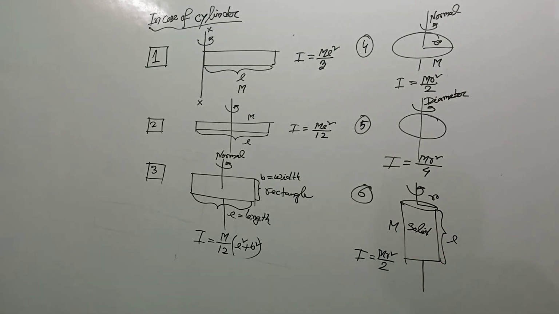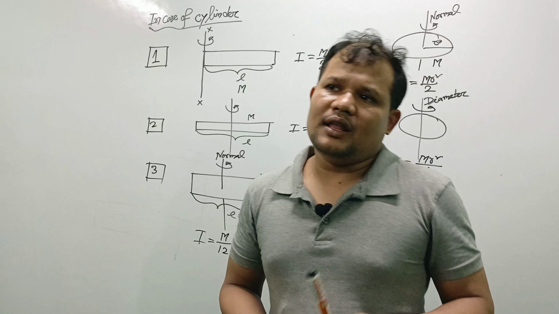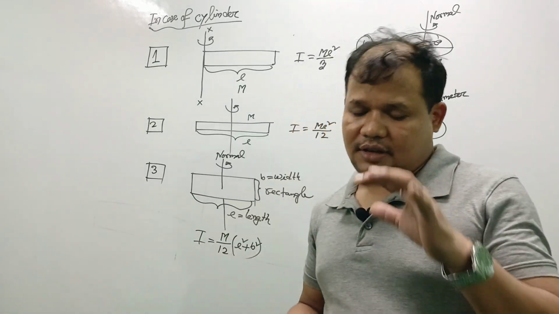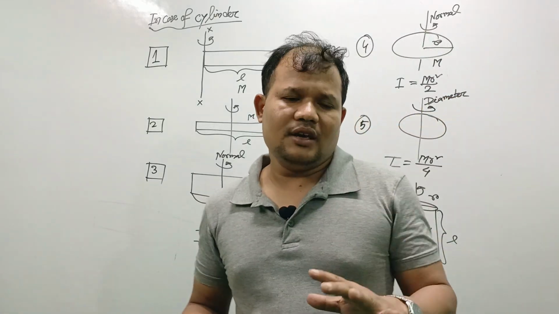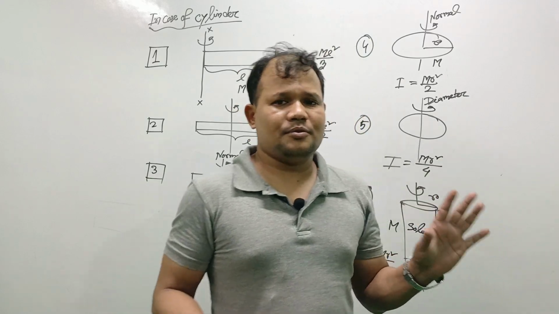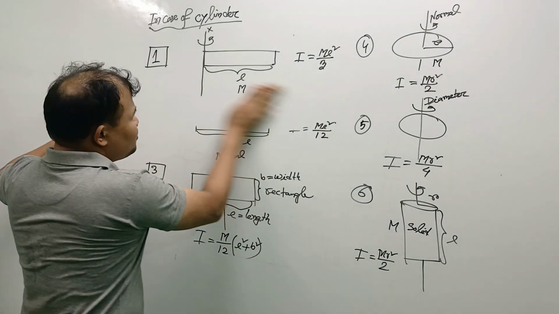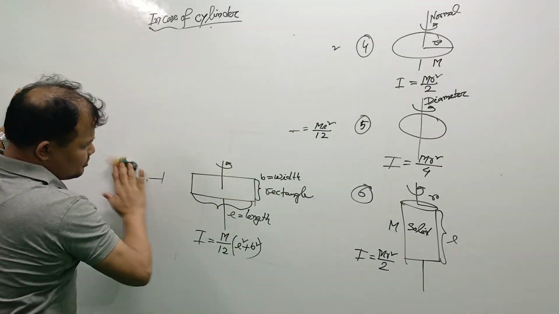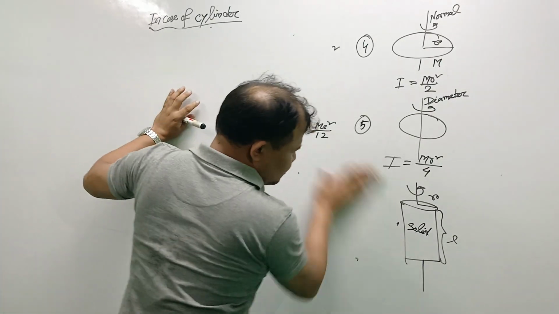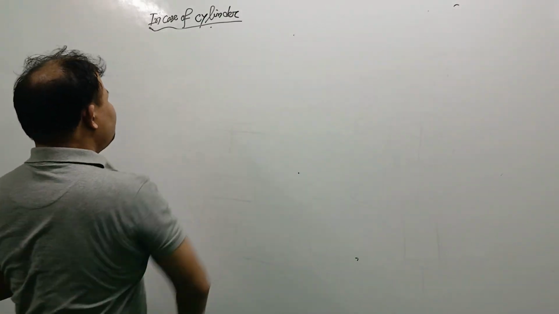In the next lecture, we will try to apply the parallel axis theorem for making different rules for the moment of inertia for different types of axes. Now we discuss, at first we discuss first. My dear students, we already learned moment of inertia.